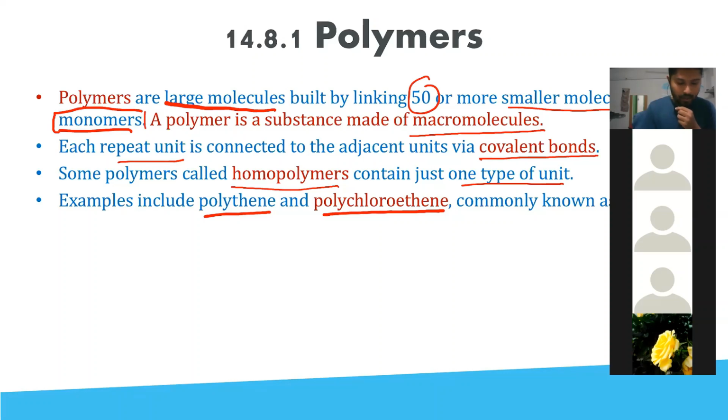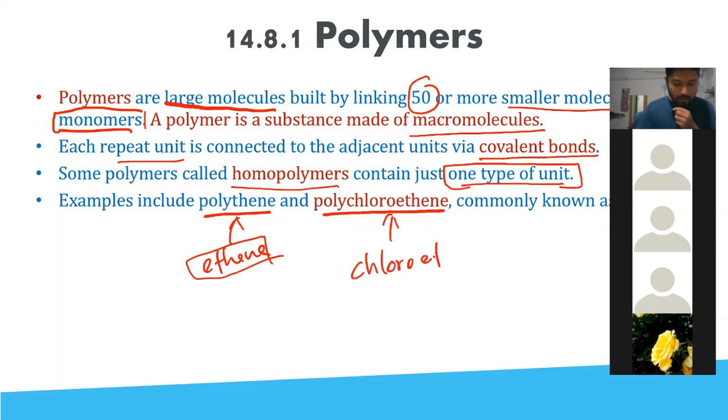So polythene is made from ethene only. That's why it's mentioned one type of unit. All right. So if it contains only one type of monomer, then it's called homopolymers. Polychloroethene is made from chloroethene. Okay.